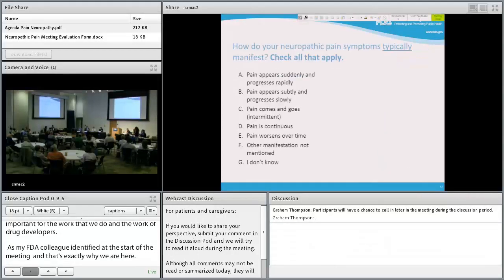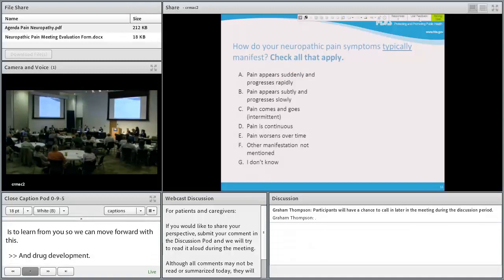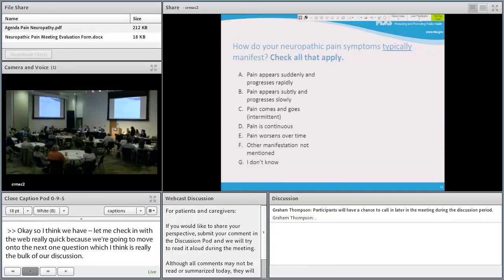Okay, so I think we have, let me check in with the web really quick, because we're going to move on to the next polling question, which I think is really the bulk of our discussion. So some of the symptoms that have been mentioned on the web, people having issues with balance and coordination.